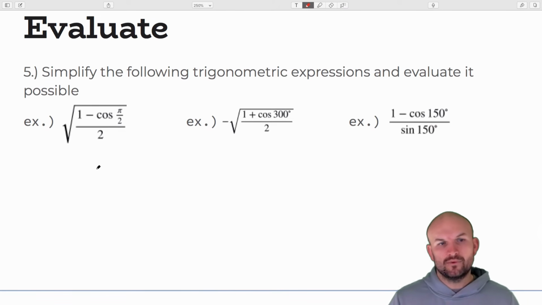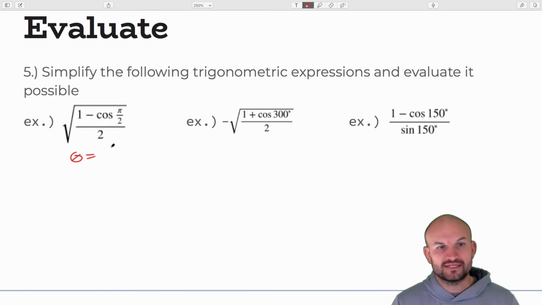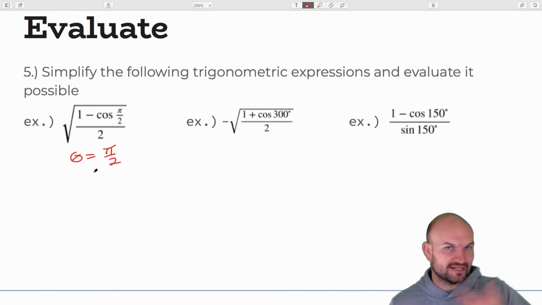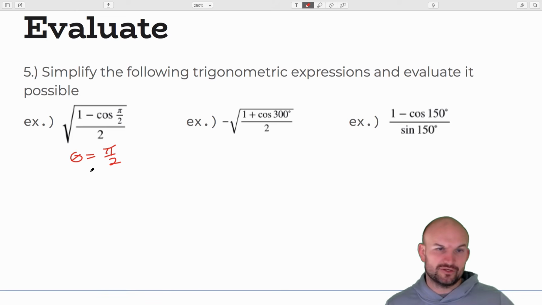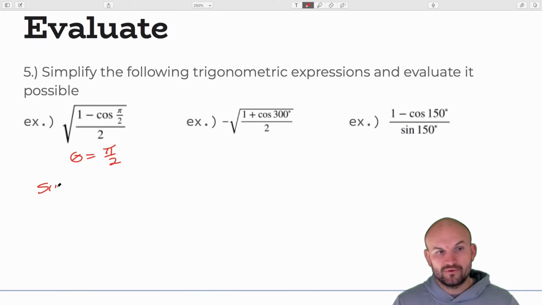All right, so the best thing to do is just understand, here's my angle, right? So we could say theta is equal to pi halves. Now, if I'm going to write this as a single trig function, we know that this is going to be a half angle, right? So it's going to be sine of theta divided by 2 or cosine of theta divided by 2. I recognize that this looks like the 1 minus cosine, so that would be the sine formula. So this is the sine half angle formula, theta divided by 2, right? That's the formula of sine.